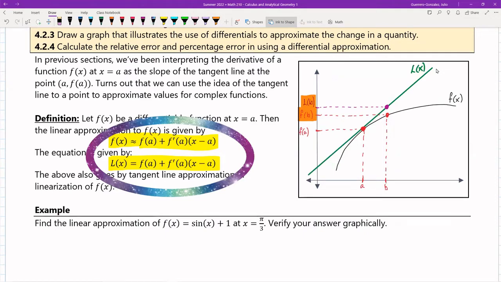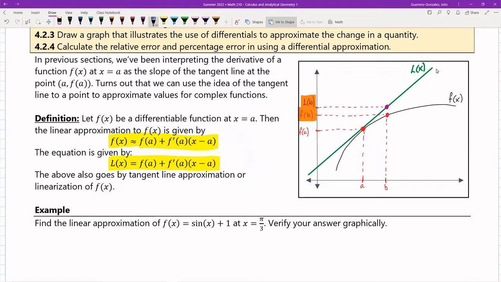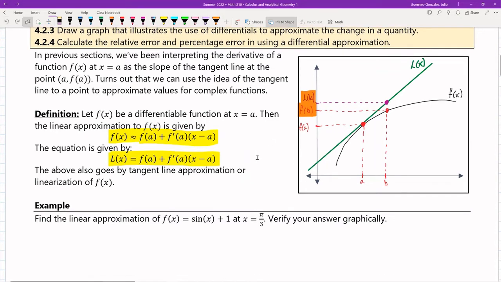Notice all of this is based off of f prime. You guys see that f prime there? We're essentially using the slope of the tangent line. So how does this work out? Let's go ahead and do an example here.